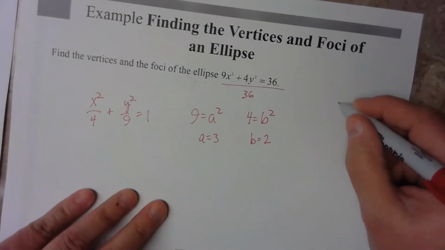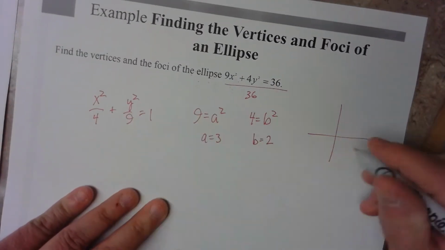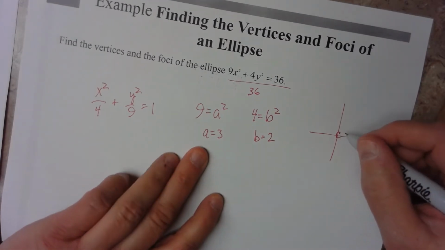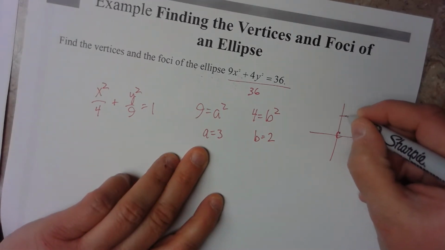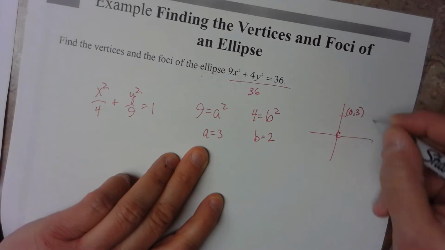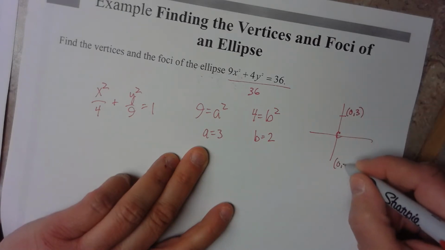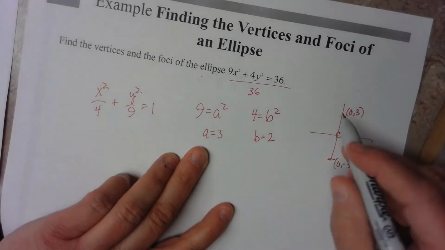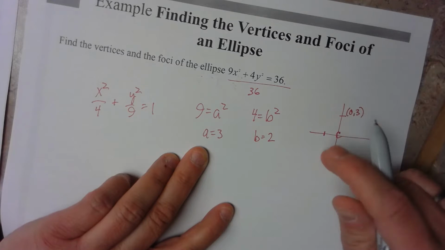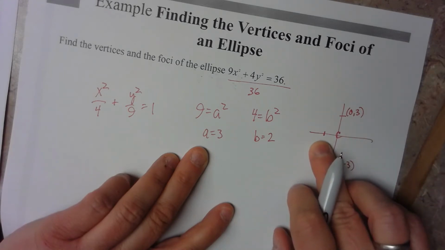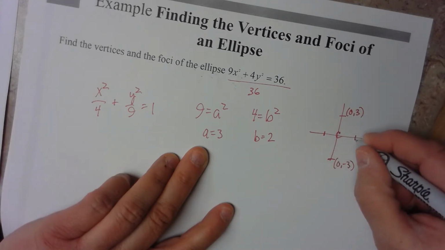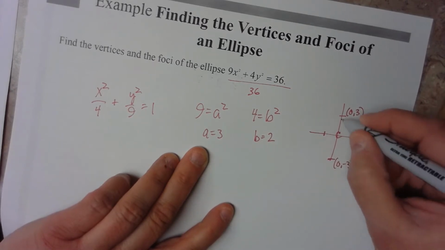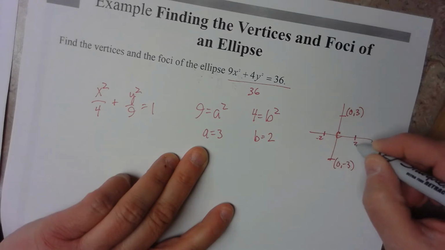Now do a quick sketch of this. It's centered at 0, 0, so there's my center at the origin. a is the major axis, so up 3 units is one vertex, and down 3 is the other vertex. And this is 2, so out 2 would be the semi-minor vertex, and on the other side, the minor would be out here. So this is -2 and +2.